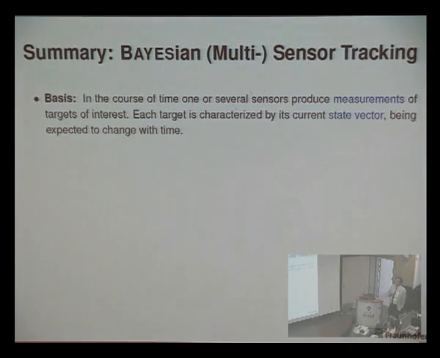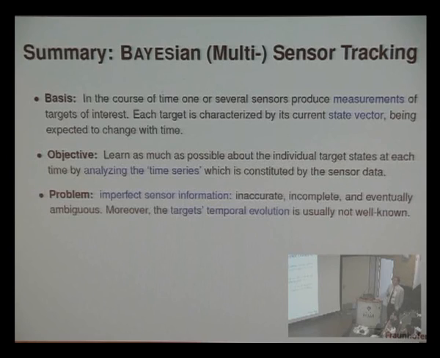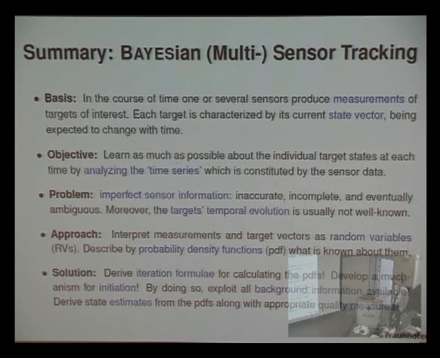Let us sum up. Bayesian sensor tracking: in the course of time, you have one or several sensors producing measurements. Each target is characterized by a state vector. The objective is to learn as much as possible about the individual target states by analyzing time series. We have the problem of imperfect information, and moreover, the target's temporal evolution is usually not well known. And the trick is to interpret both measurements and target vectors as random variables and describe in a probability density function what is known about them. A solution is to derive an iteration formula for calculating the PDF, develop a mechanism for initiation, and exploit all background information. If you have done so, you can derive estimates along with appropriate quality measures.